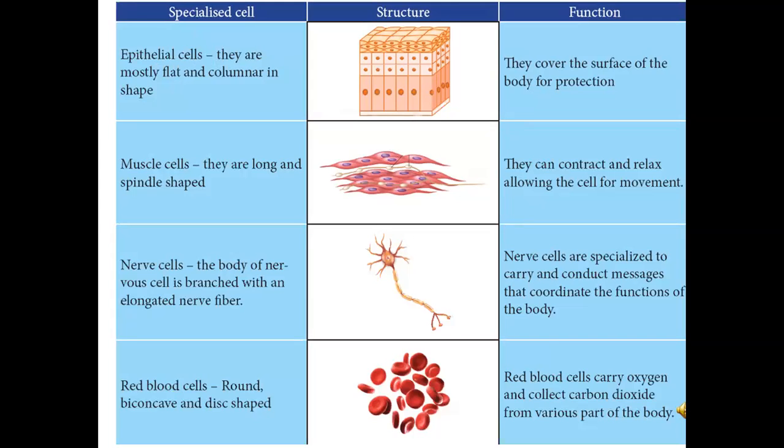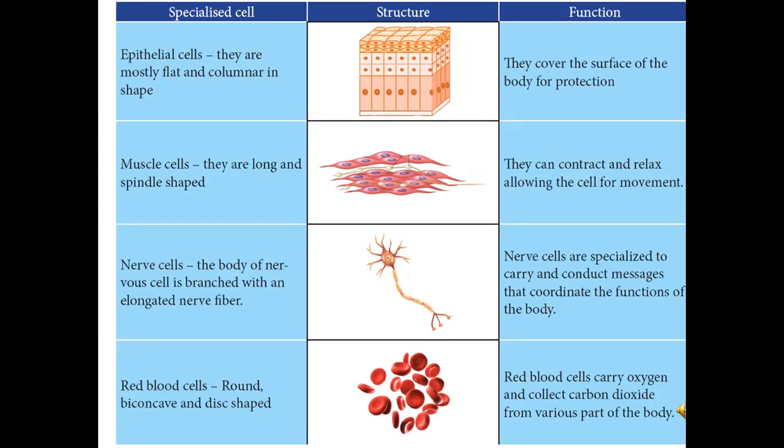The specialized cells are epithelial cells. They are mostly flat and columnar in shape. Their function is to cover the surface of the body for protection. Next, muscle cells. They are long and spindle shaped. This is the shape of the muscle cell. Its function: they can contract and relax, allowing movement.